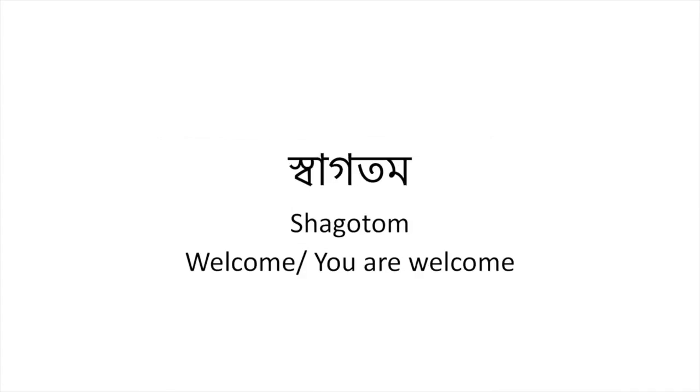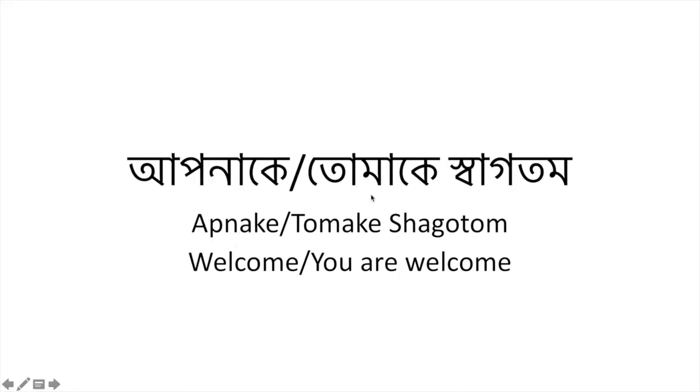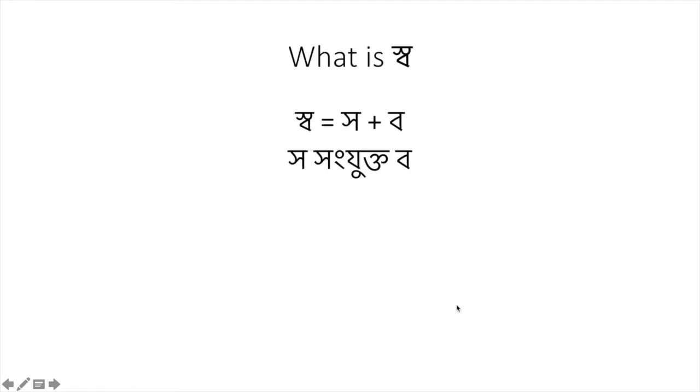Okay, so here we have স্বাগতম, দন্তাস্য সংযুক্ত ব আকার সা গ ত ম স্বাগতম. Once again, it's দন্তাস্য সংযুক্ত ব আকার গ ত ম স্বাগতম, which is welcome or you are welcome. You can also add আপনাকে or তোমাকে in front of the স্বাগতম to specify the person that you're addressing, but we rarely do this. Okay, so let's go over the যুক্তাক্ষর in স্বাগতম.